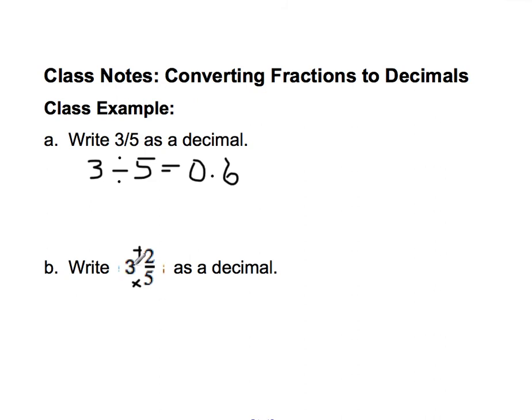So 3 times 5 is 15, plus 2 is 17, and then you should divide. So now you have 17 divided by 5. And you get 3.4. Okay? Most of your fractions in high school are going to be improper, so get used to converting all your mixed fractions to improper and doing your division.